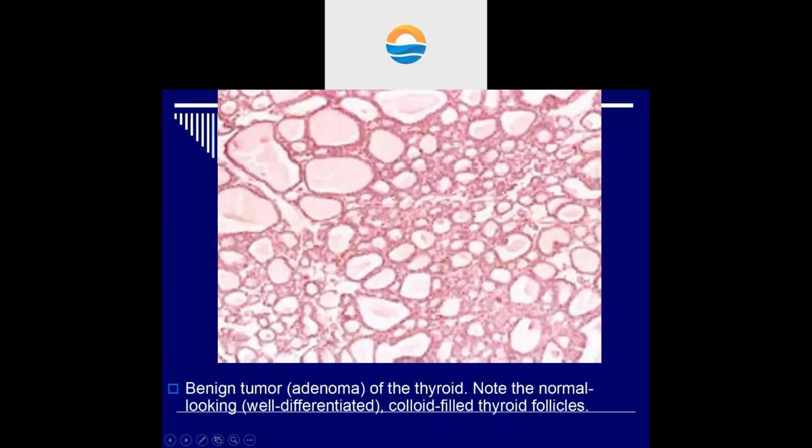Here in this picture, you see a benign tumor, adenoma. So we see a lot of follicles with colloid, but their cells are similar to each other. And so there are also some normal-looking glands. It means well differentiated. We only have tissue abnormality in this particular case, and no cell atypia.